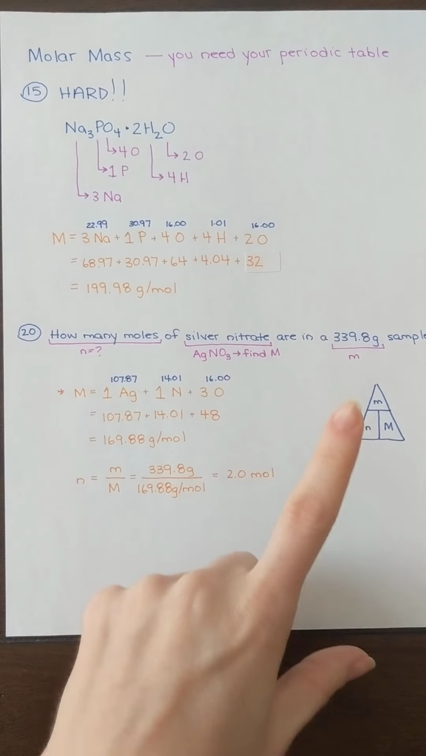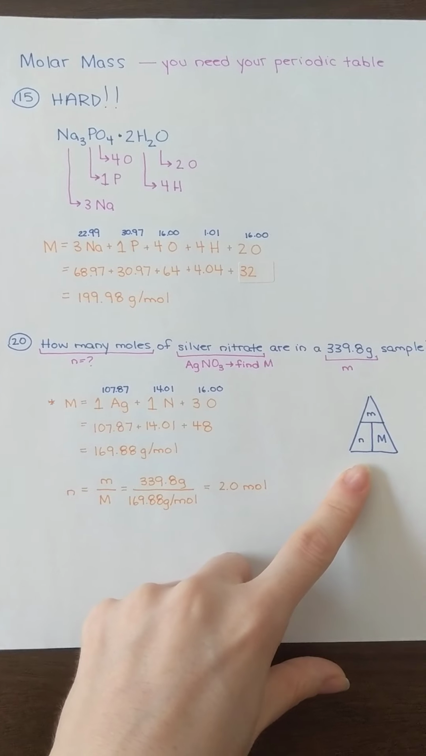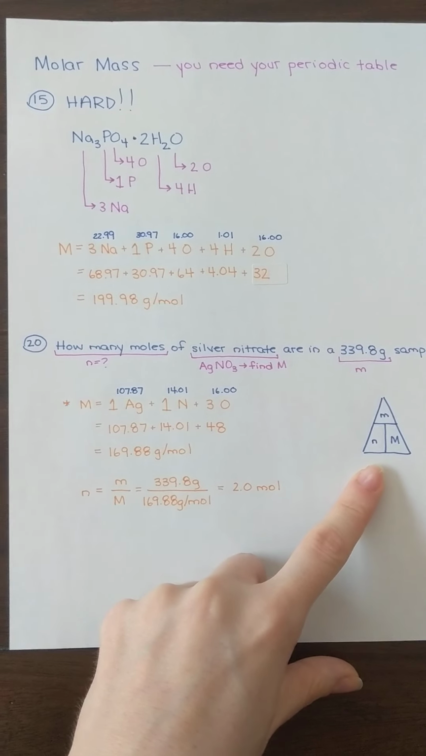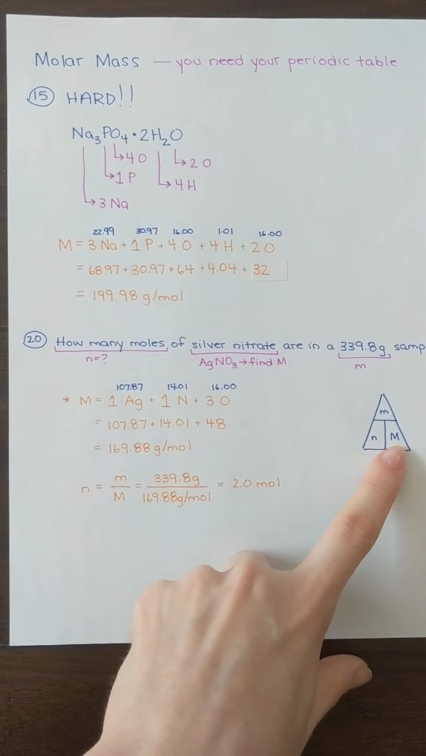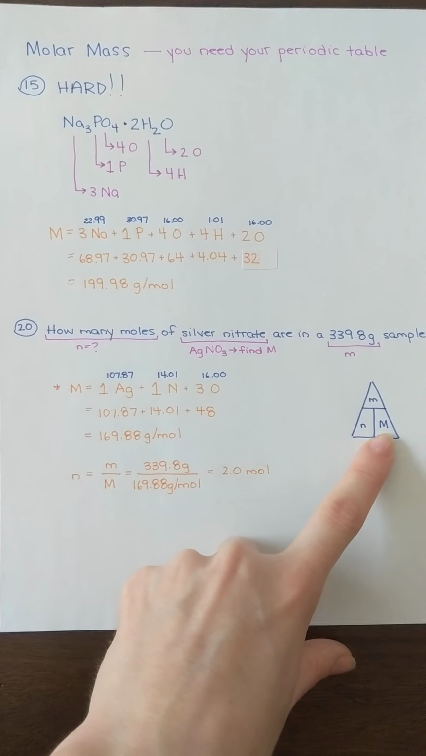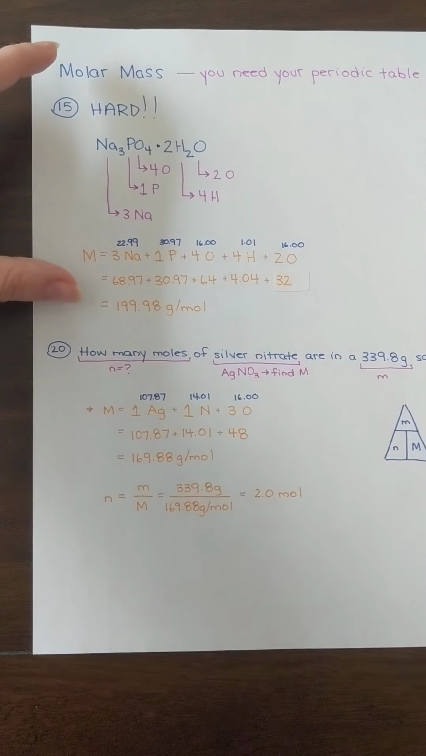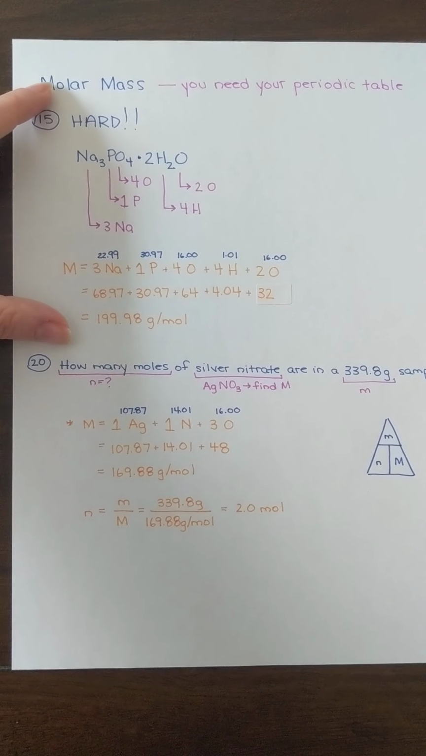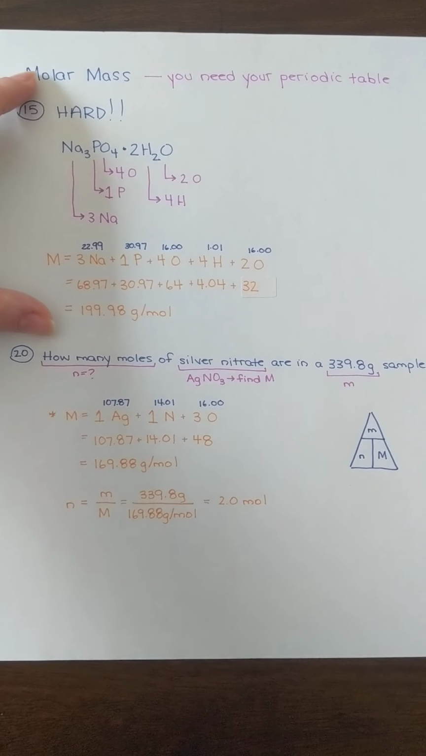These are easier to put into your calculator. However, even though it's just one triangle, there's an extra step you have to do because you'll never be given big M. You'll never be given molar mass. You can always find that from the periodic table. So that's why I've done a molar mass question first before doing anything with the triangle.